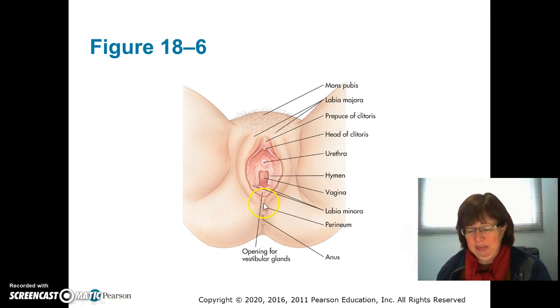Another thing they talk about, but we don't go into too much detail with in the female, is the vestibular glands. The vestibular glands release lubricant and fluid during intercourse to help lubricate the area and keep it moist and easier for movement. So that's the female external genitalia.